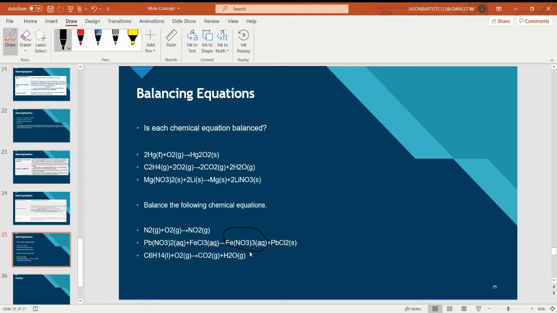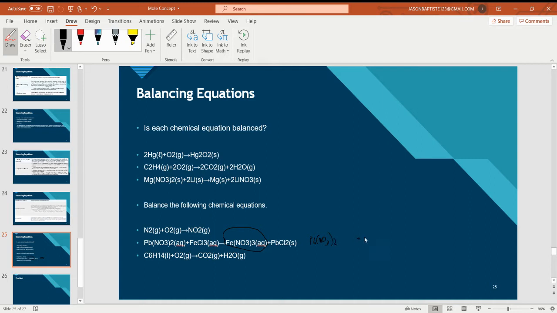So in this equation, we have 3 nitrates, but we only have 2 nitrates over on this side, right? So we'd want to balance that first. So let's write over the equation. We have Pb, in brackets NO3 with a 2 there. So that means you have 2 of these here.